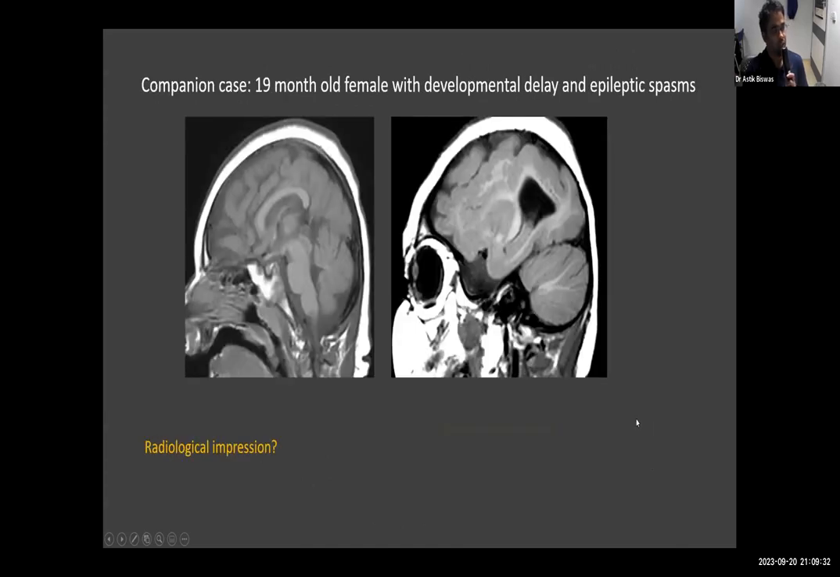This is a 19-month-old female, and we saw an example of this earlier in microcephaly. So there is microcephaly, and there is this polymicrogyria. This also had a frontal and perisylvian predominance. In this case, it was a WDR62 pathogenic variant.